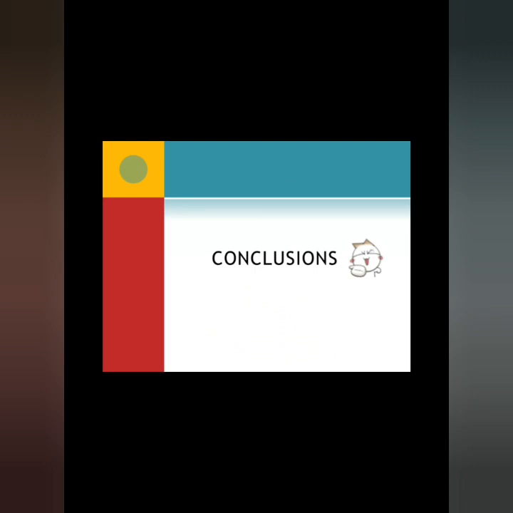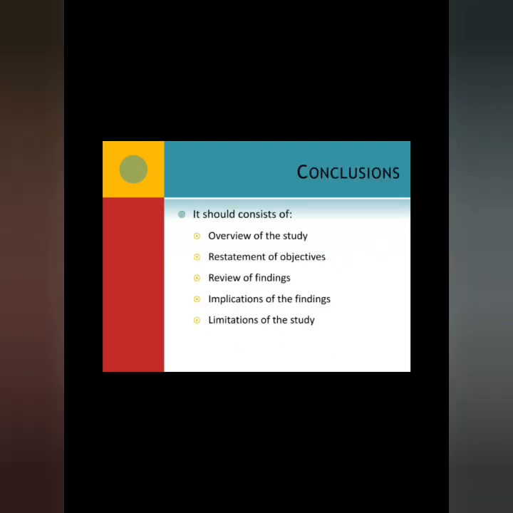Right. So for the conclusion part, these are the elements you need to come up with: the overview of the study, the restatement of objectives, review of findings, implications of the findings, and lastly, limitations of the study. All of this needs to be written in one paragraph. You have to write it depending on sections. Present tense.